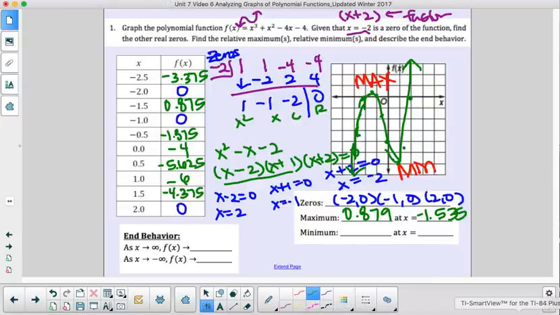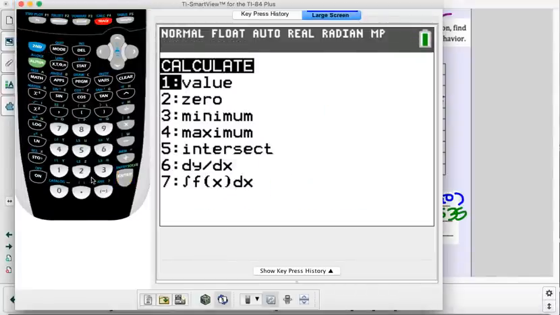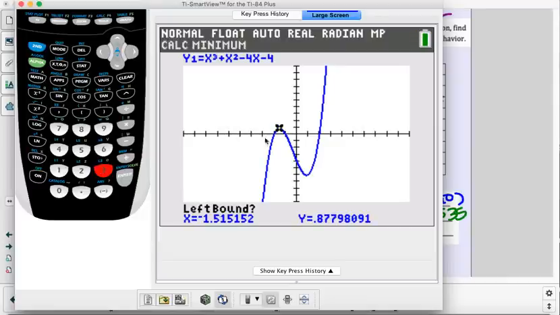Now we're going to go ahead and find the min. Same place. We're going to go to calc, which is above trace. So second calc. We want to find the min this time, so this is 3. So I'm just going to click 3. Here's my point. Am I currently to the left of it? Yeah. I'm going to move a little bit closer. Did I have to? No. So am I to the left? Yes. Now it says to the right, so I'm going to move until I'm to the right. Is that to the right? Yes. And then hit enter.